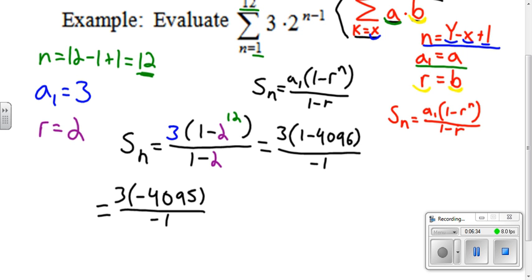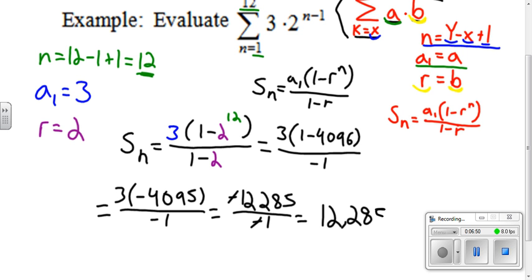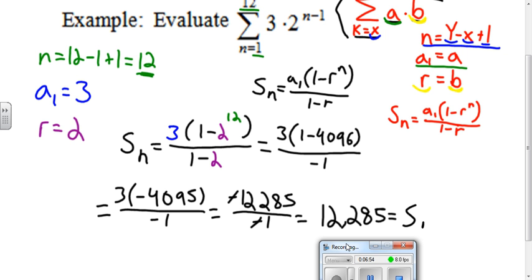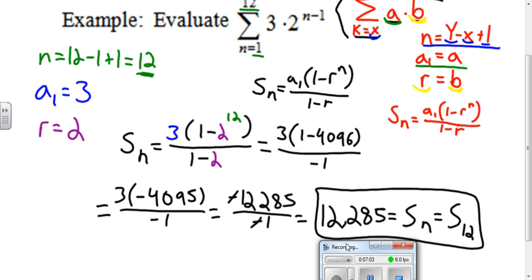3 times negative 4,095 comes out to negative 12,285, all over negative 1. Those cancel out, and anything over 1 is just itself, so our answer is 12,285. We can either say S sub n, or we know specifically that there are 12 of them, so it's the same as S of 12. So the sum of the first 12 terms is 12,285.